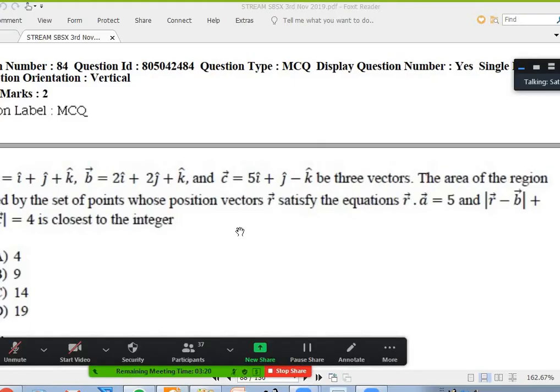So what is the question? I have to read carefully. The plane is r bar dot a bar equal to 5. Let us convert this plane equation to 3D. A bar is i plus j plus k, so it is x plus y plus z equal to 5. What is B? Point B has position vector 2, 2, 1. What is point C? 5, 1, minus 4.